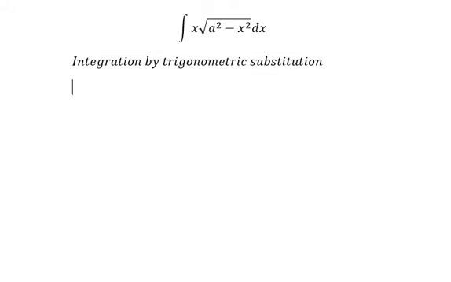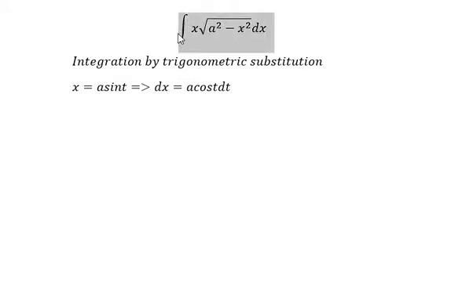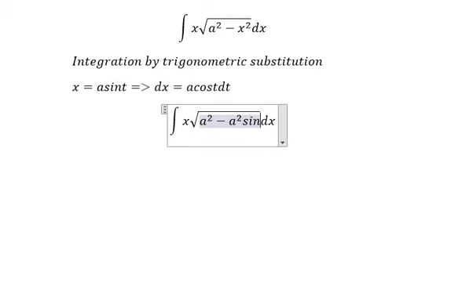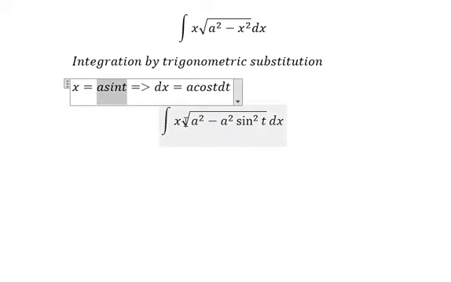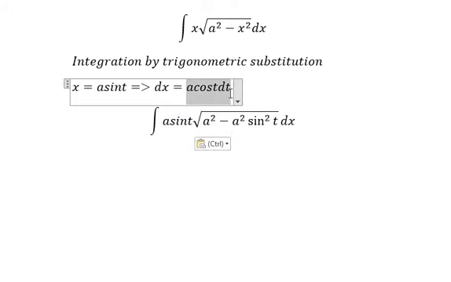So we have x equal to a sin t, dx equal to a cosine t dt. So we change for this one. x square we change to a square sin t square, and x we change to a sin t, dx we change to a cosine t dt.